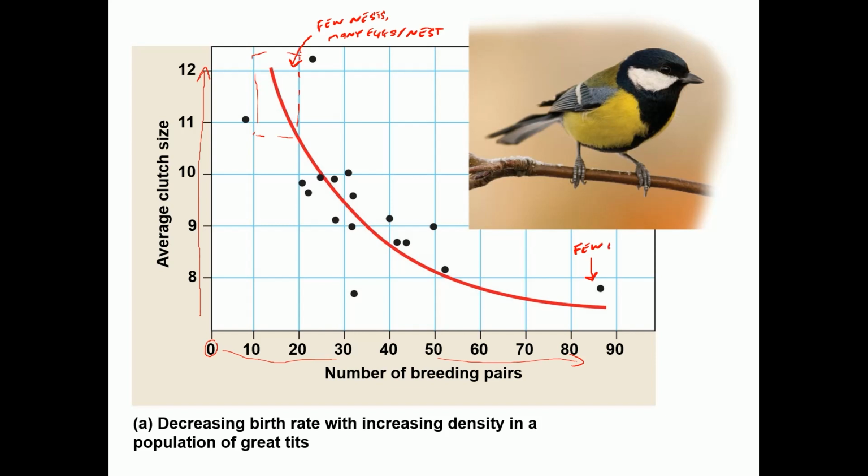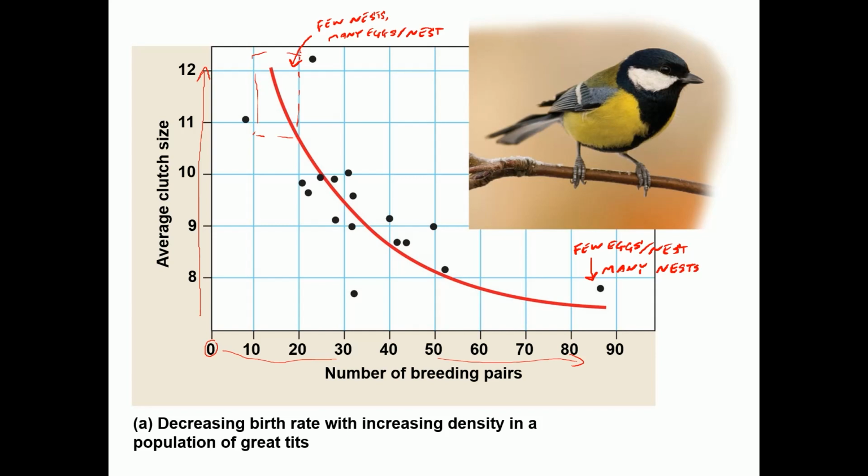Why would this be? Because the more nests there are, the higher the population density, the more birds in that ecosystem. So the greater the competition is for resources. And if competition for resources is high, that means each breeding pair is not getting a lot of resources for themselves, so they can't have as many eggs. So they will have fewer eggs in that nest.